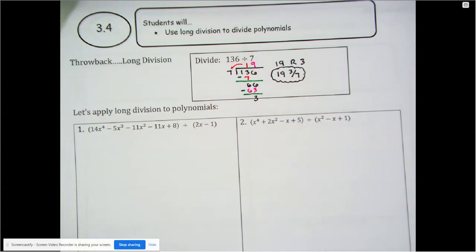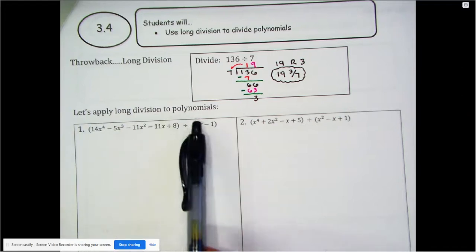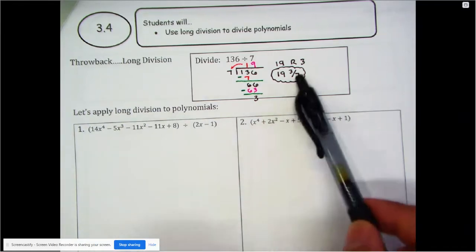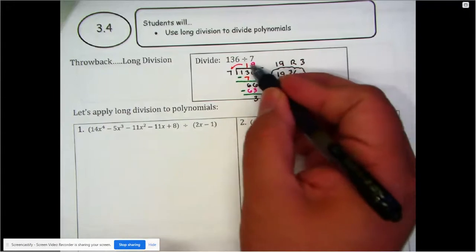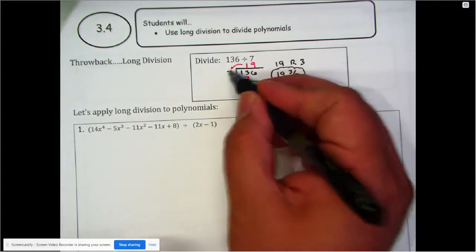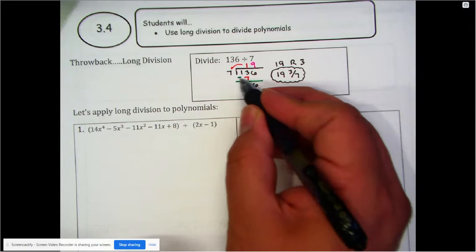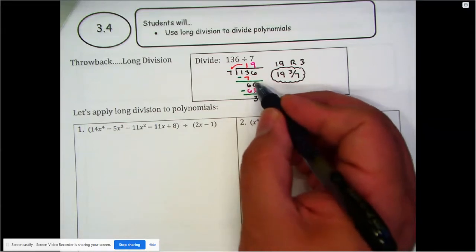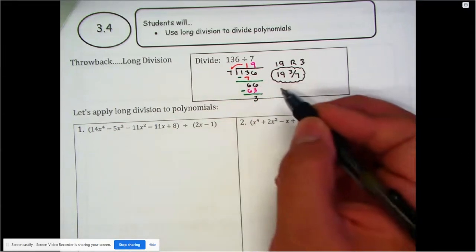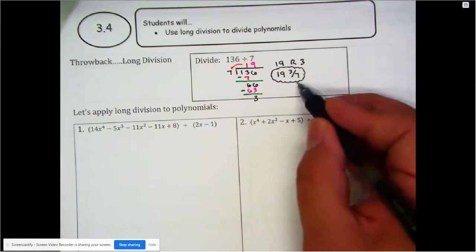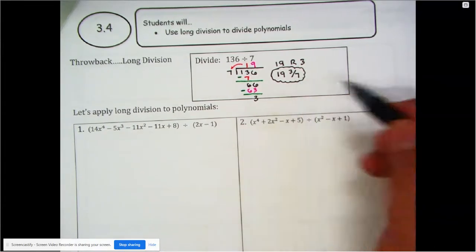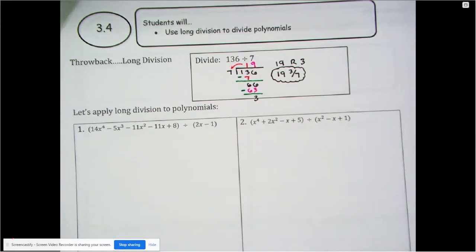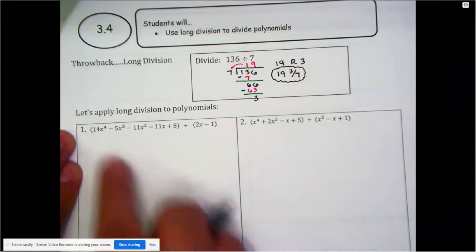Things are going to get a little more complicated when we're talking about long division of polynomials now. We're still going to bring in this fact where whatever I put on top, I multiply. And then whenever I write down here, I'm going to be subtracting. I'm still going to follow those basic rules from elementary. And I'm also going to bring in this concept of a fraction anytime I have a remainder. So let's get started. So when it says let's apply long division to polynomials, there's one thing we have to make sure that we're aware of and that we know, and that is this.